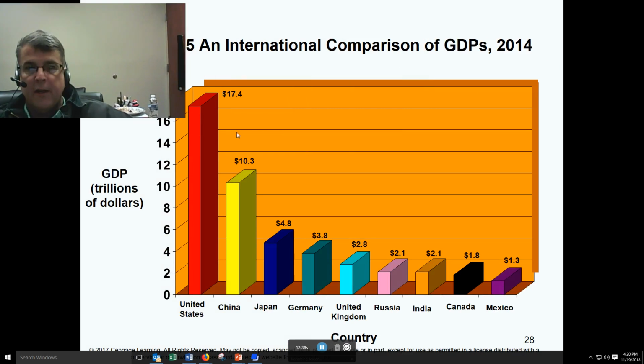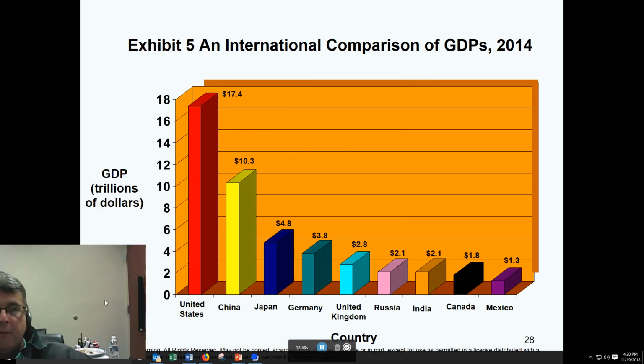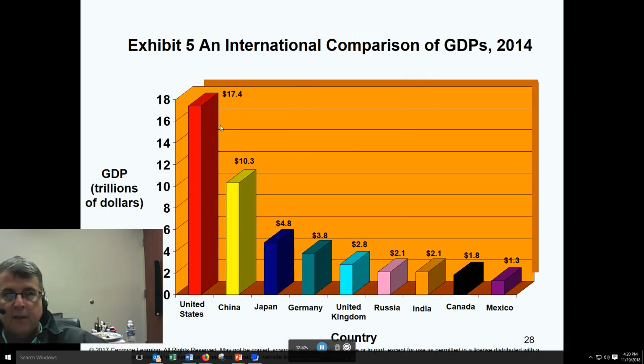Okay. Here's an international comparison of GDP from 2014. If you look here, US, largest, is 17.4, followed by China at 10.3 trillion. These are trillions of dollars. Okay, Japan 4.8, Germany 3.8, United Kingdom 2.8. There's Russia. Yeah, we gotta be scared of Russia, don't we? We have more than 8 times the GDP of Russia.